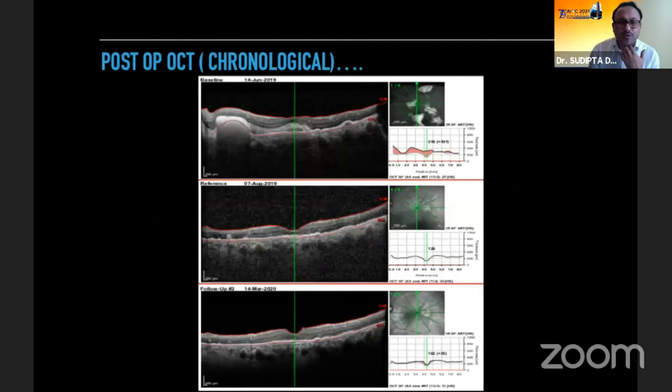This was a post-op chronological OCT. It was treated at Shankar Nethralaya. We could see the initial, it was in June 2019. There was still some amount of organized heme here, some amount of subretinal heme. And we followed it till 8 to 9 months after surgery. The anatomical OCT was reasonably very good.